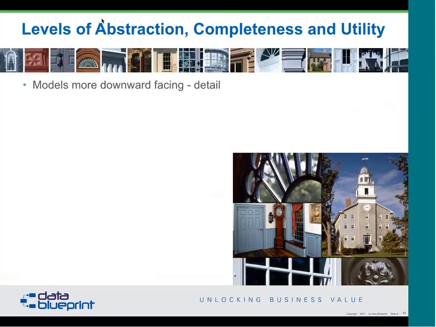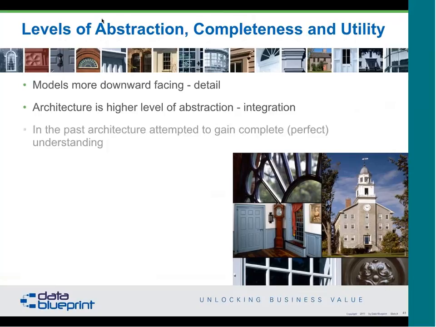Architecture is about helping us to transcend levels of abstraction, to understand whether something is in fact complete and to get some utility from it, so that when I need to go in and change the air conditioning vents, I can actually do it. The models are more downward facing in detail. The architecture is the assembly of models, and it's more of an integration type function.